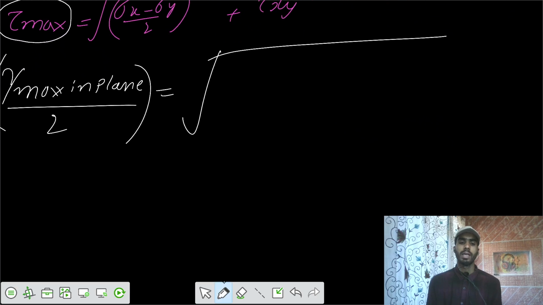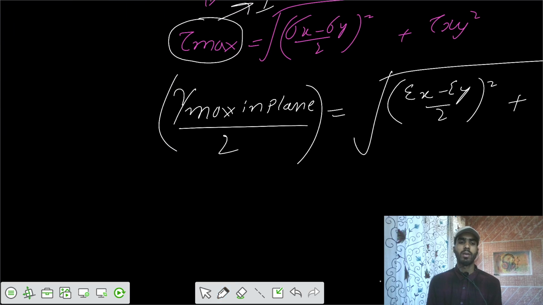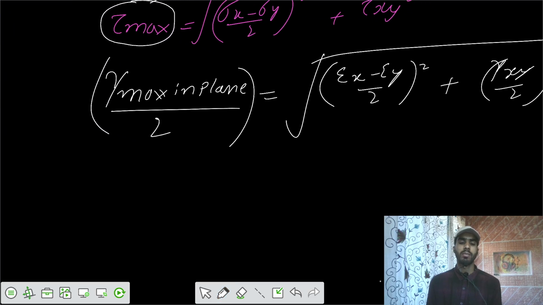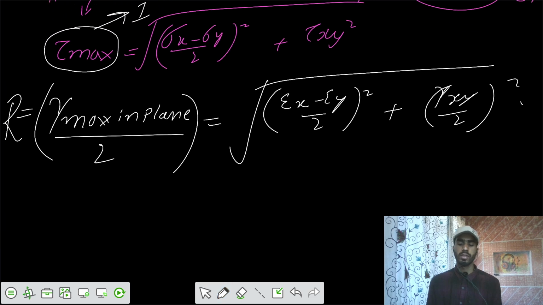I would write epsilon x minus epsilon y by 2 whole square plus gamma xy by 2 whole square. So this is our tau max, I would say gamma max in plane by 2. So that's also the radius of the Mohr's circle, that's for strains.